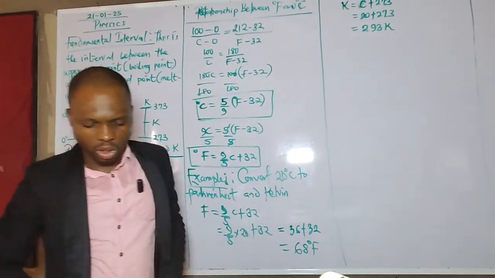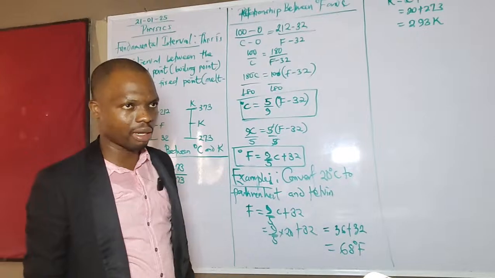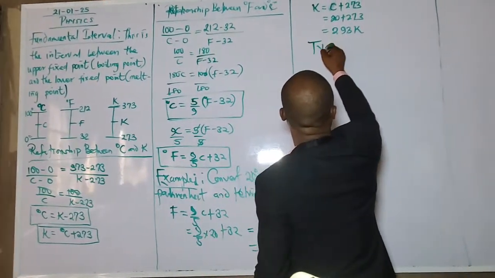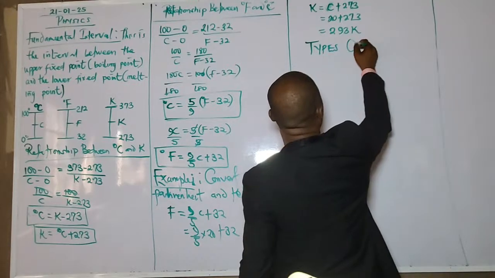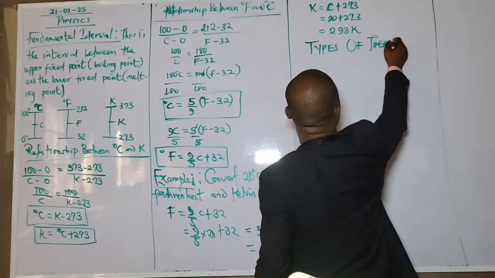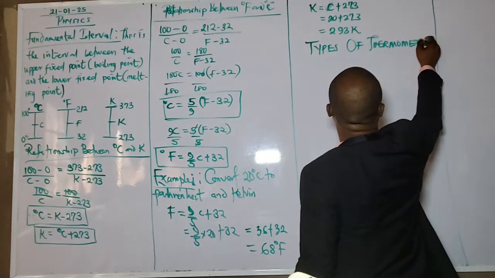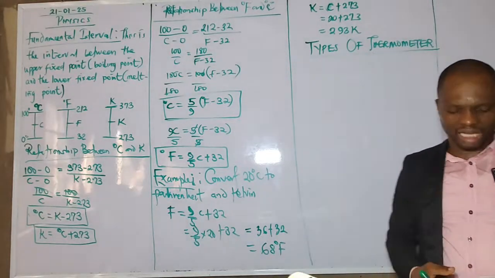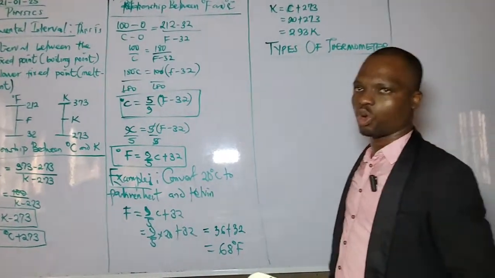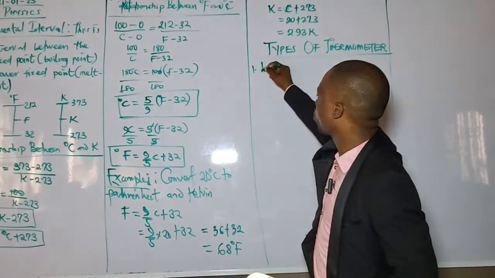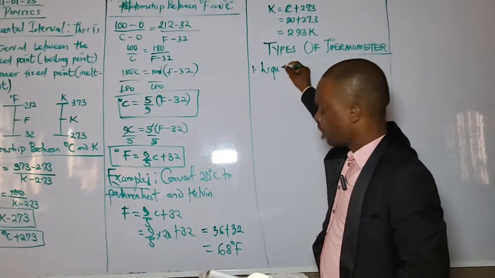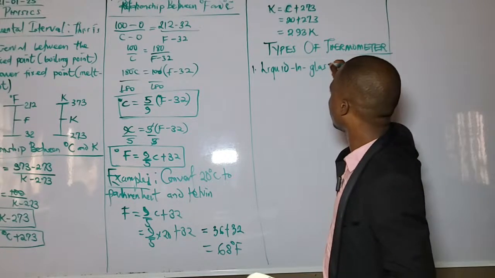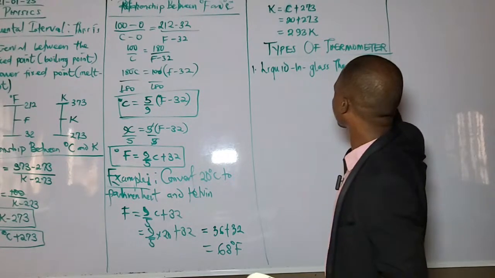So let's now talk about the types of thermometer. We have about 5 types of thermometer, but let's start with the first one, which we call the liquid in glass thermometer.